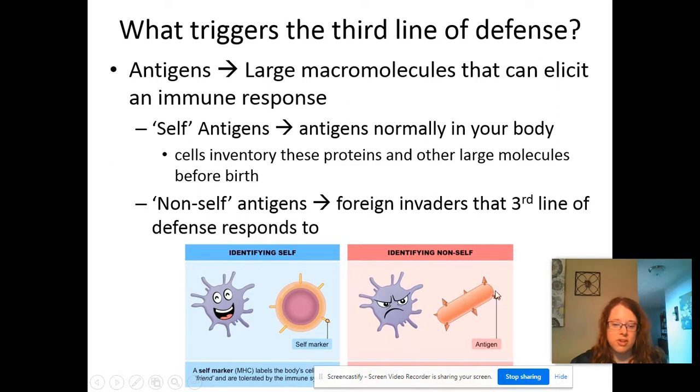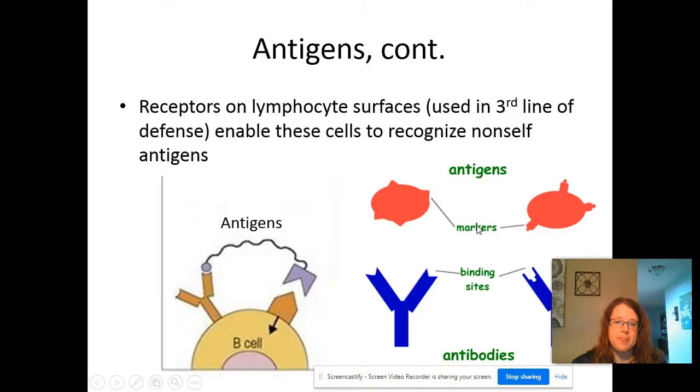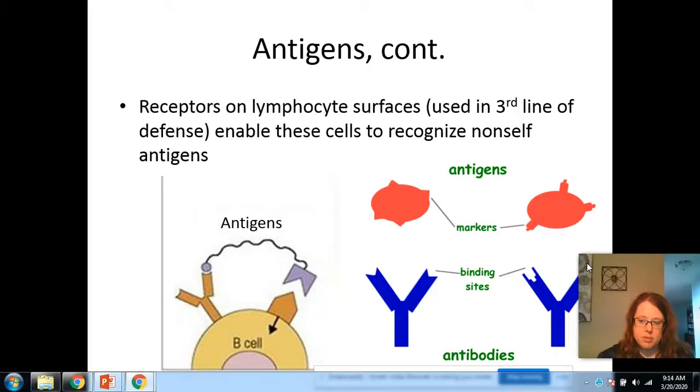Whereas this, you can see, looks like a little bacterium. This bacterium has a specific antigen on it, and they even made it like a little dart, so it's kind of bad. The white blood cells will see these different antigens that are normally not in the body, and they will then attack those. So we like self antigens. We do not like non-self antigens. You do not want non-self antigens in your body because those are from those foreign invaders.